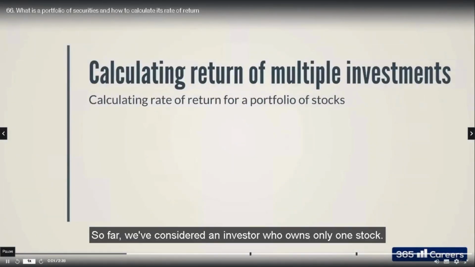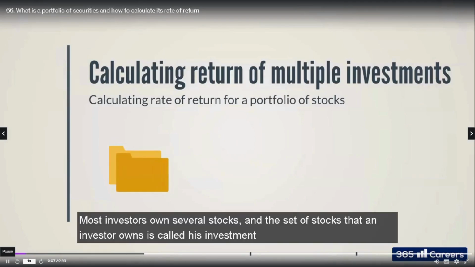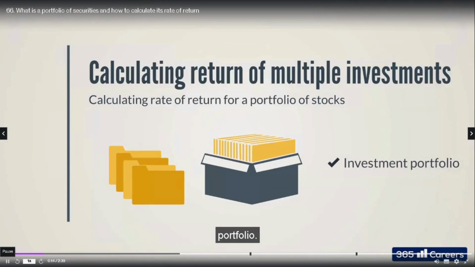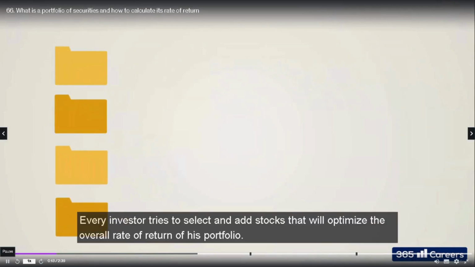So far, we've considered an investor who owns only one stock, but that's rarely the case. Most investors own several stocks, and the set of stocks that an investor owns is called his investment portfolio. Every investor tries to select and add stocks that will optimize the overall rate of return of his portfolio.